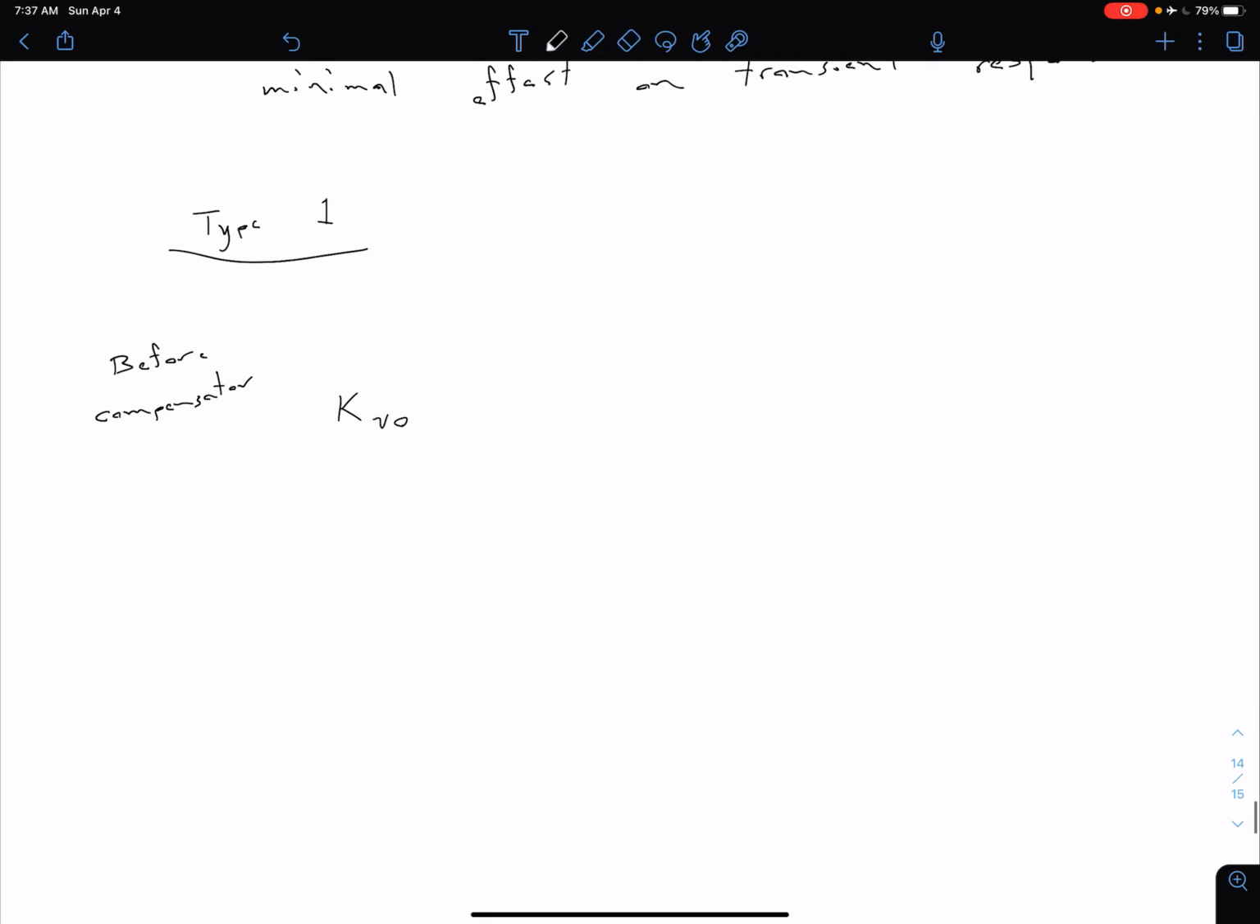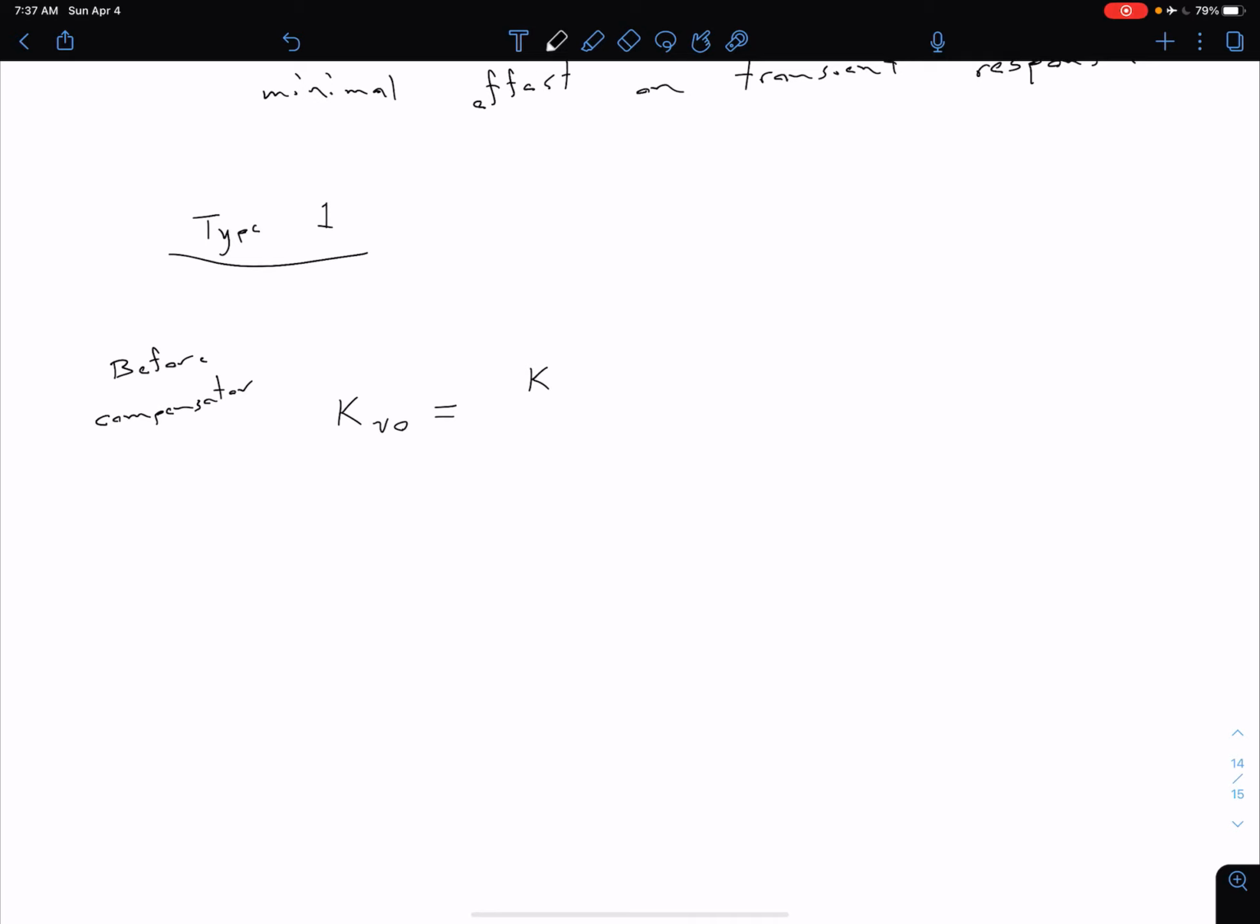So the result then is that our initial static error constant, KV0, is going to be K times the product of the zeros, so Z1, Z2, up to however many zeros we have, divided by the product of the poles, so P1, P2, P3, and so on and so forth for however many poles we have.